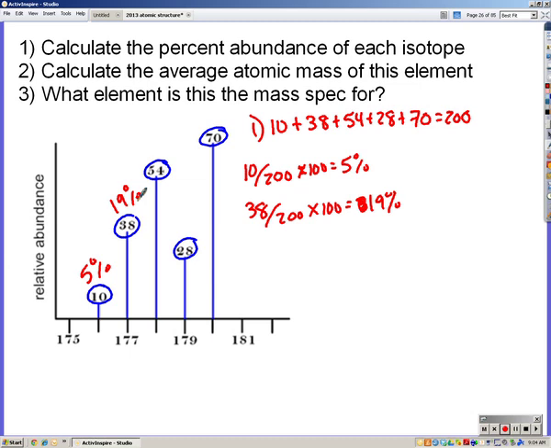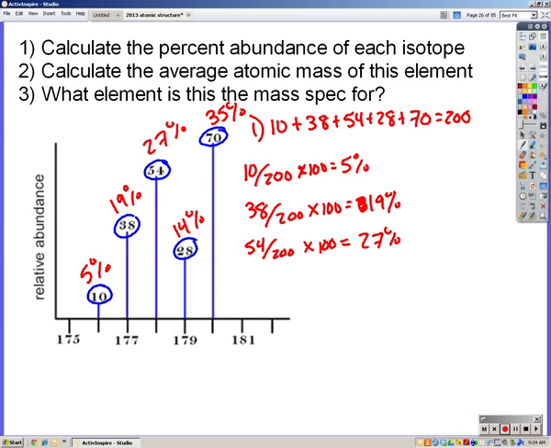Go ahead and pause the video and get your other 3 on your own. Restart when you have them. So we have 27%, 14%, and 35%. Step 2, now we can calculate the average atomic mass for this element.